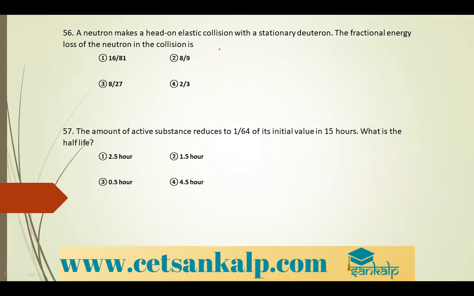momentum. According to the law of conservation of momentum, mv plus 0 is equal to mv1 plus 2mv2, since it is a head-on collision. Because the mass of the deuteron is 4 times the mass of the neutron. Correct? I take m for the mass of the neutron and 4m for the mass of the deuteron. 4m means we can take it as double, so I have taken 2 times.